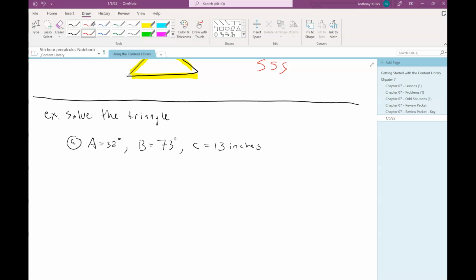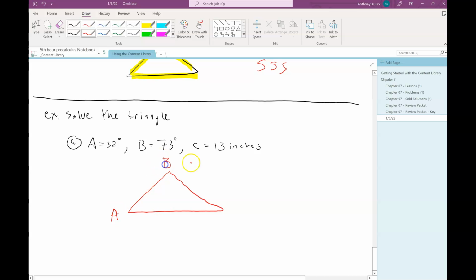So here, we're asked to solve the triangle whose angle A is 32 degrees, angle B is 73 degrees, and side C is 13 inches. What's the first thing I'd want to do in this sort of situation? Get the third angle. Okay, even before that, I'd want to draw the picture because that's how I'm going to determine whether I'm in an ASA or AAS situation. But then the next step for sure, let's get that third angle.